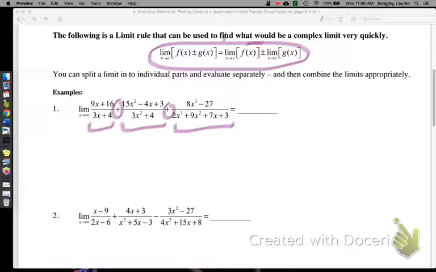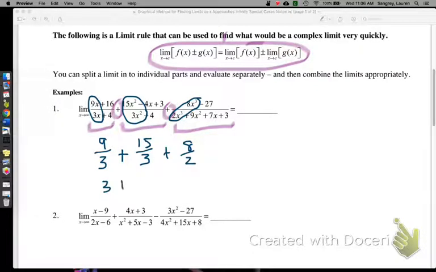So for the very first piece, we have the same degree top and bottom, so we can use the coefficients. So that's 9/3. And then the second one, we also have the same degree top and bottom, so we can use the coefficients. And it looks like we have the same situation for the third piece. So this is 3 plus 5 plus 4, which is 12. So nice and simple there.